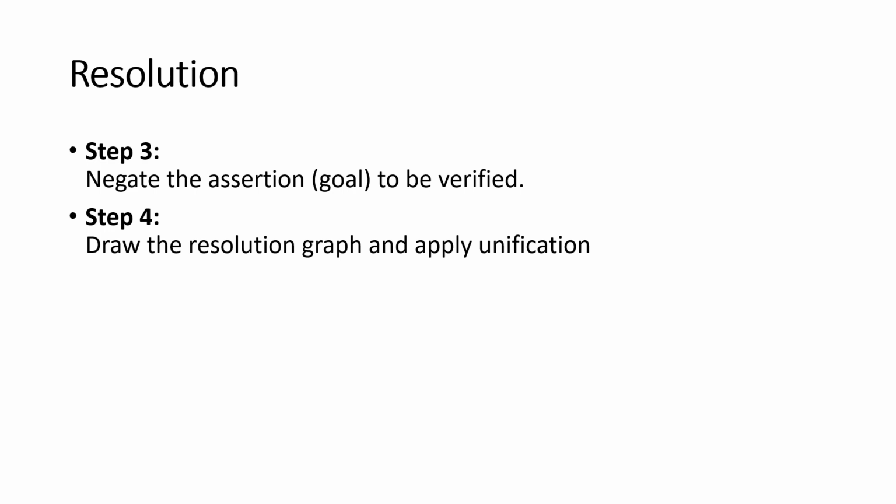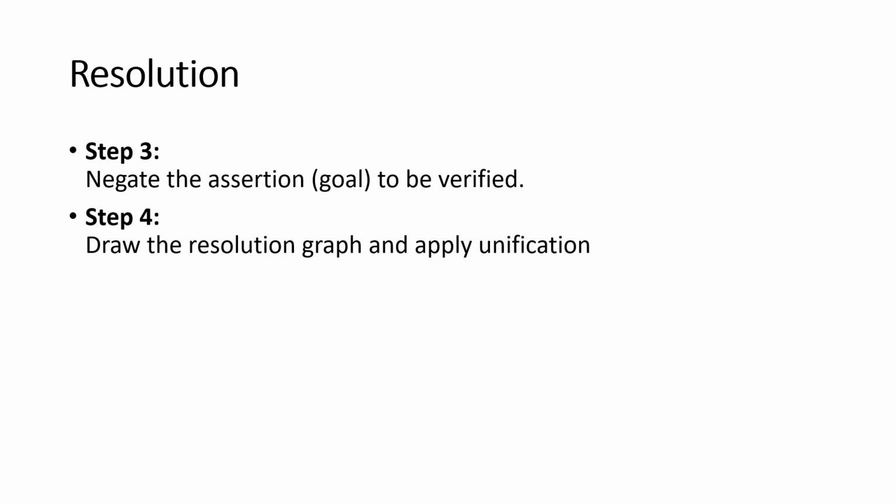Step 3: as a goal state, we are going to prove one of the statements here. So negate the assertion of the goal. We apply the negation rule to whatever we want to prove, making it the opposite condition. The next one, the fourth step: we draw the resolution, the resolution graph.